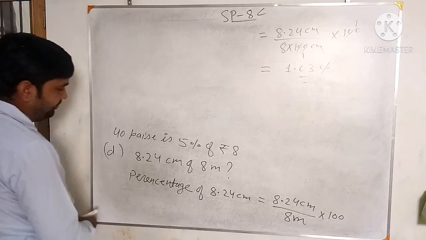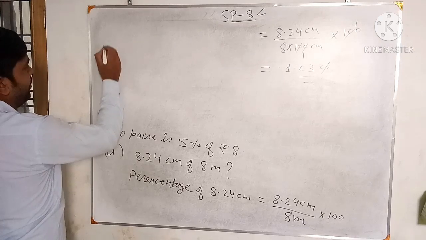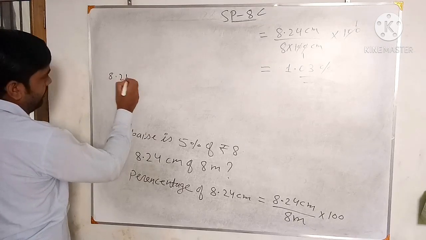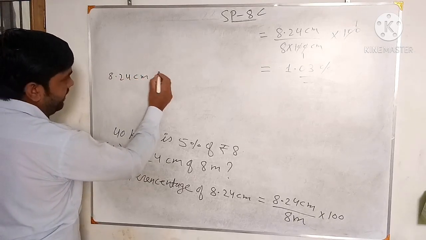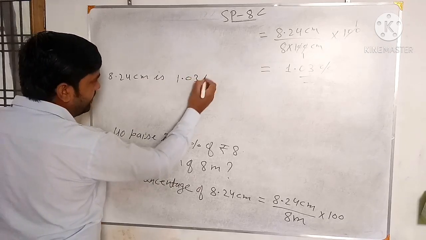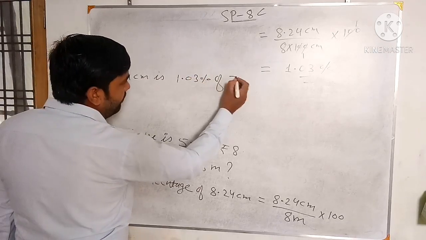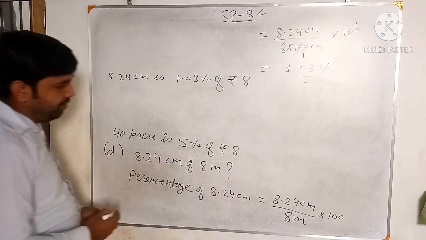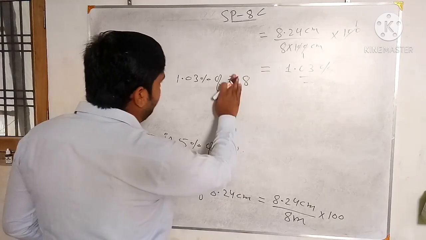So what you write: 8.24 centimeter is 1.03% of 8 meter.